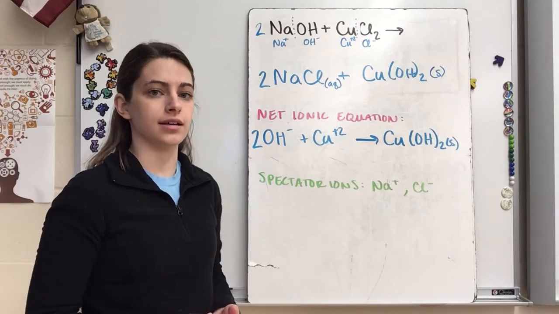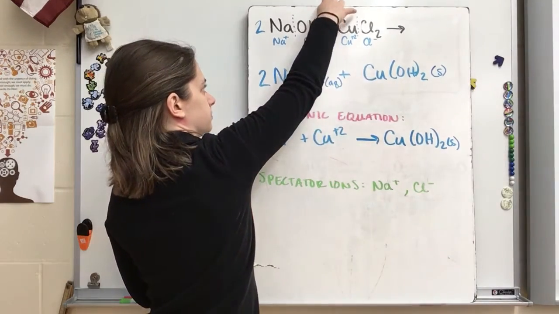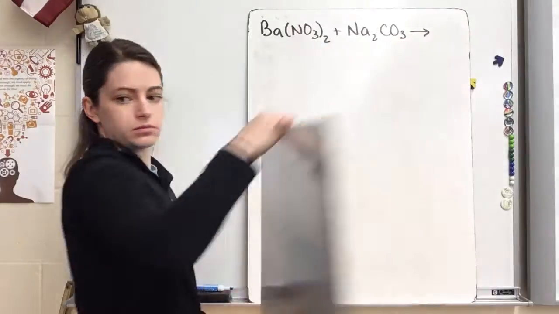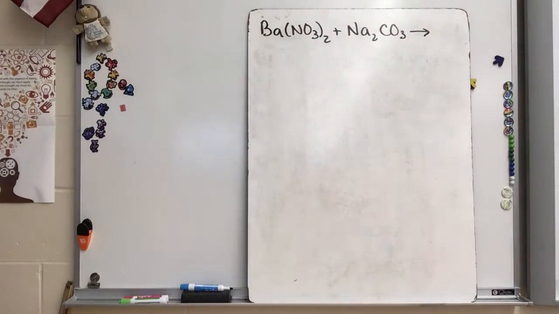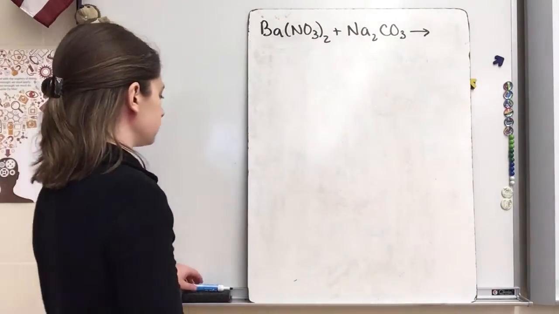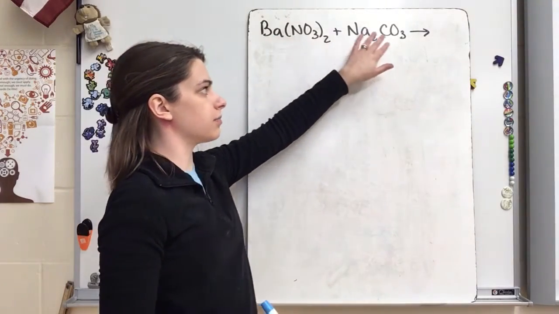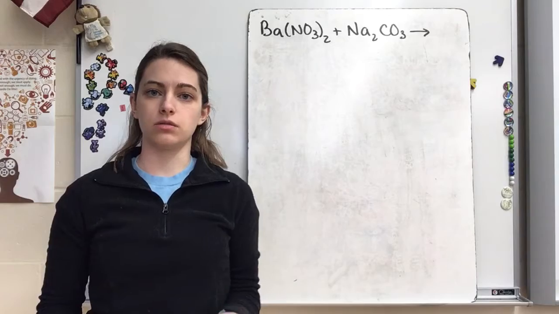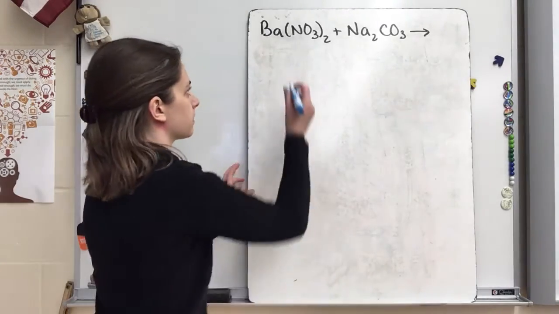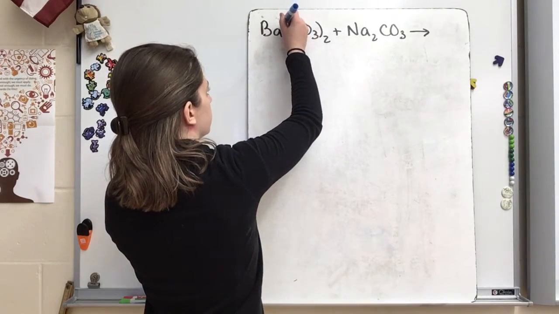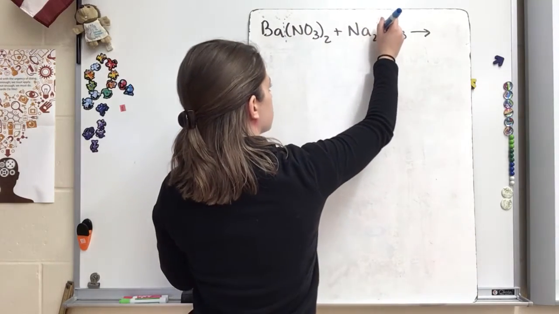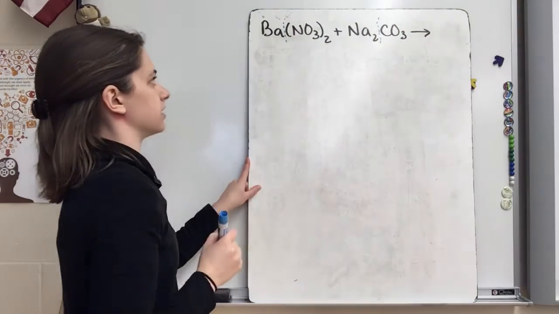So let's work through another example. Okay, so in this one I have barium nitrate and sodium carbonate, and so the first thing I'm going to do is predict what the products are going to be. And I'm not worrying about solubility rules right now. I'm just looking at swapping my positives.